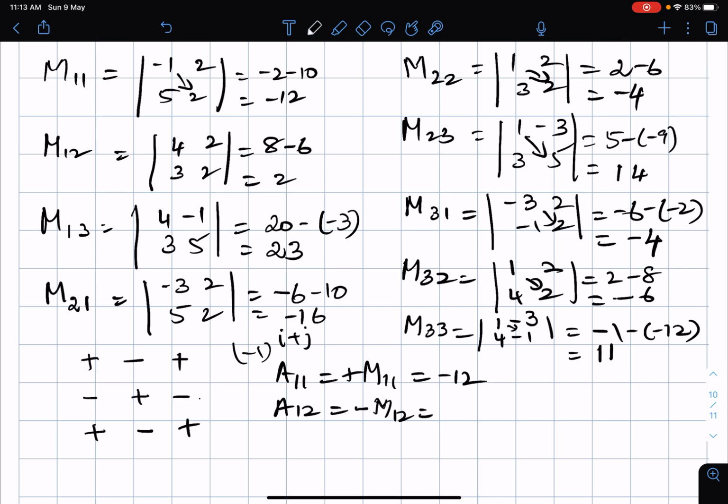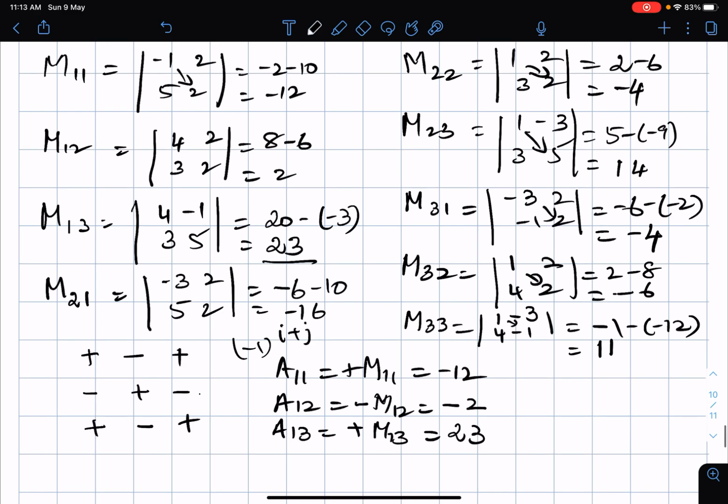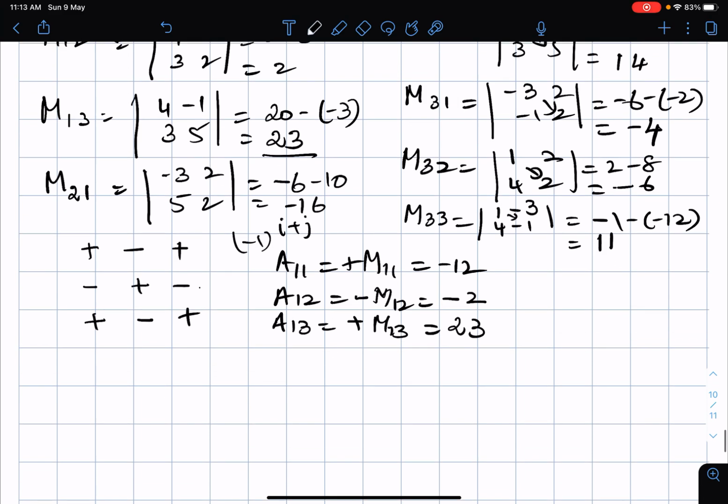So already you have got 2. So when you attach this minus sign, it becomes minus 2. Next, A13 is going to be plus M13. For M13, it is 23 and it is plus, so it's again 23. Now coming to A21.